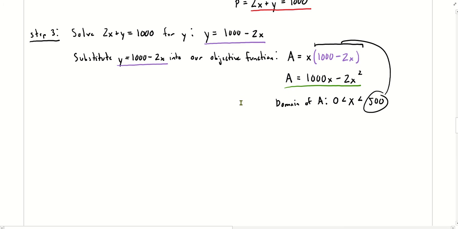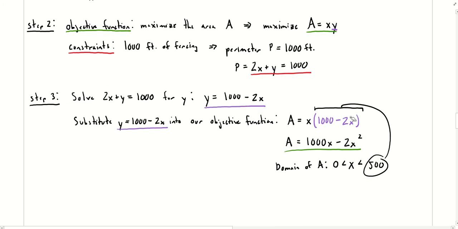And the only way that I can guarantee that in terms of X is by, again, taking note of this. If X is 500, I get 1,000 minus 1,000, which is 0. Any X value smaller than that, though, will give me a non-zero area, again, assuming X is also greater than 0. So this is my domain of A. X has to be between 0 and 500, 0 and 500 not included.